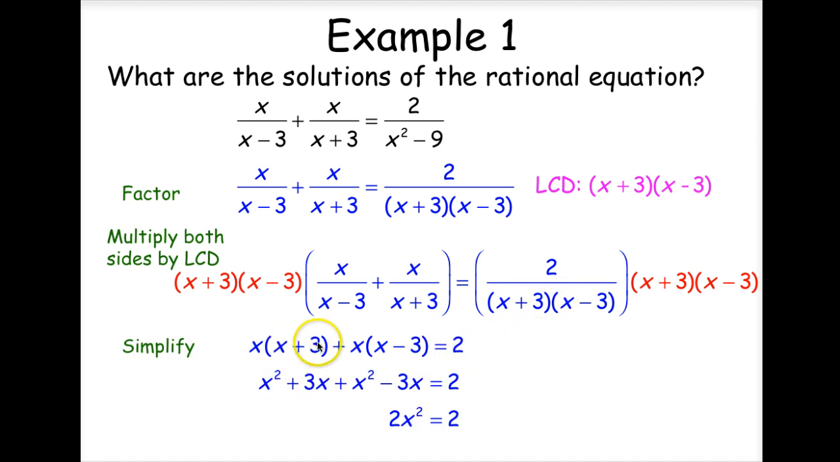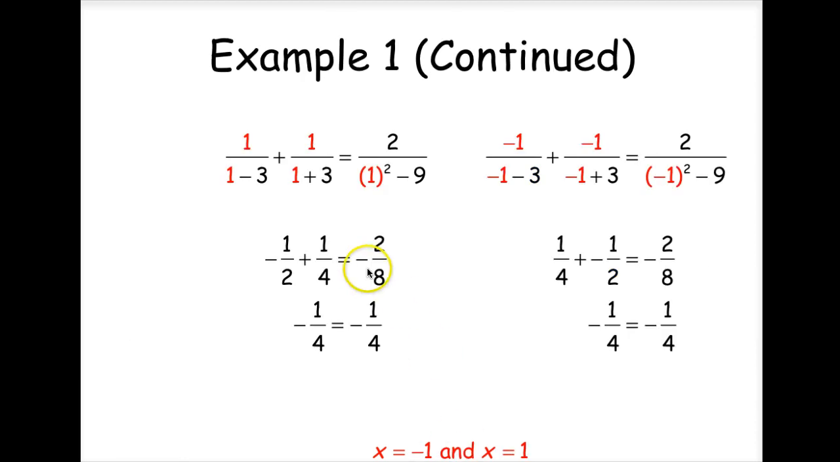Then simplify. So distribute and combine your like terms, and then actually solve for x. So x is equal to positive or negative 1. You need to check your solutions. So you go back in the original and substitute in a positive 1 and a negative 1 to make sure that you get true answers. So they both check. So our solution, x is equal to negative 1 and x is equal to 1.